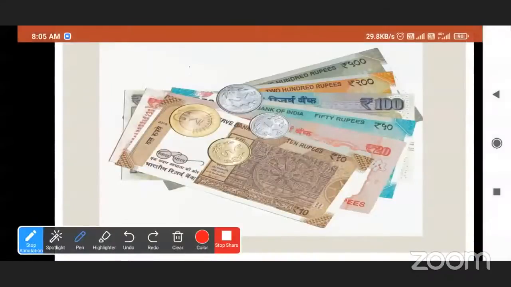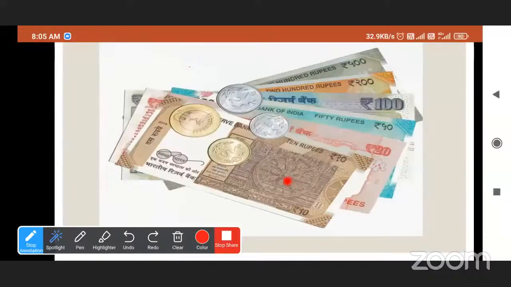Students, can you tell me what do you see? Notes and coins. Now tell me which is this coin? 10 rupees. Good. And this one? 5 rupees. And this? 2 rupees. And this one? 1 rupee. Good. Now these are notes.